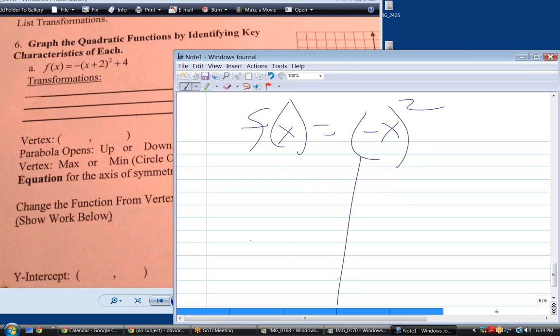Well, if you take your standard parabola and you reflect it over y, it's the same thing. And as it should be, because if I do this algebra, that's the same as x squared. It shouldn't look any different. Okay? All right.